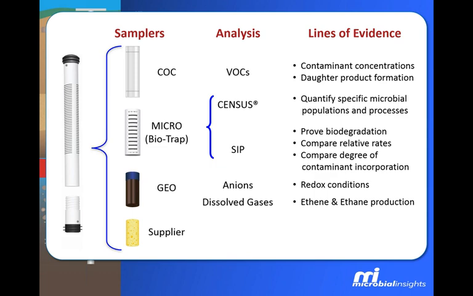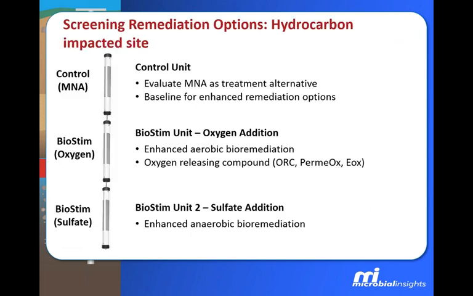In the top sampler, we can sample for VOCs, chlorinated hydrocarbons, any sort of organic that's present, any contaminant of concern that's present in the aquifer can be sampled. The sampler marked GEO, any cations, anions help us understand redox conditions. We can look for dissolved gases like ethene, ethane, etc.